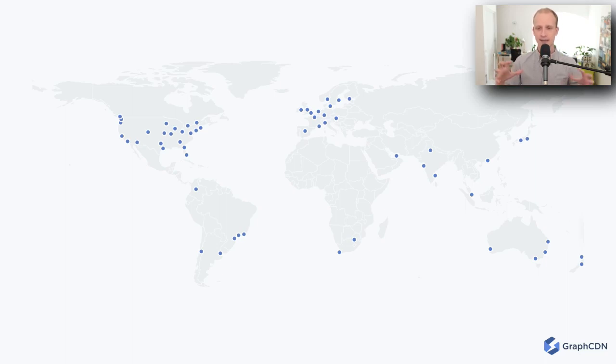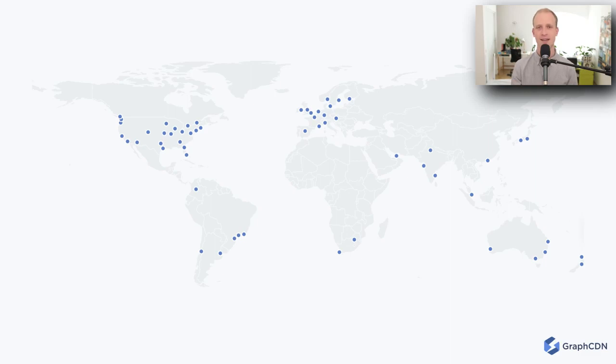So that's essentially what GraphCDN is. We rebuilt this caching logic to run at the edge, to take authorization into account, and to have this global cache purging. And we deploy it to Fastly's Compute at Edge 60 worldwide data centers to allow our customers to cache their GraphQL queries and their GraphQL responses at the edge.